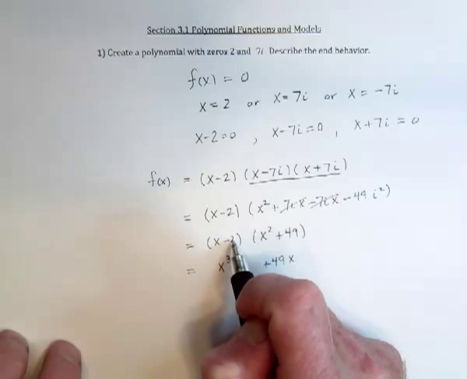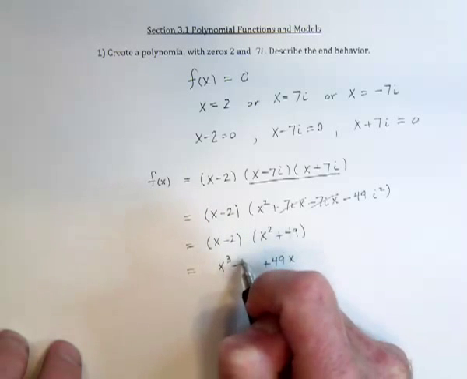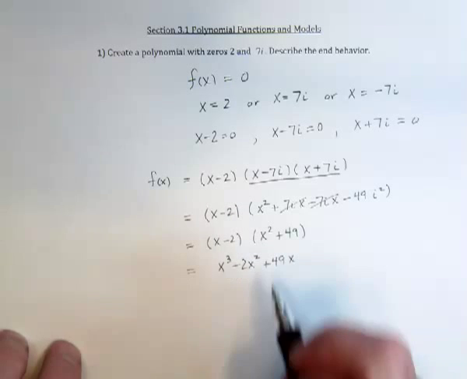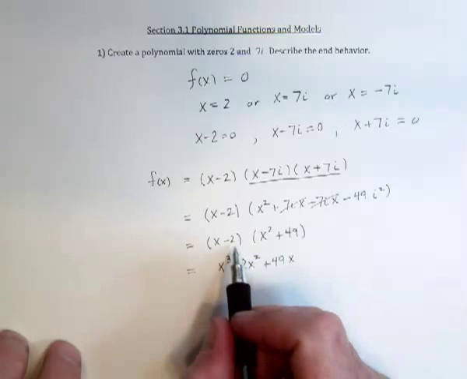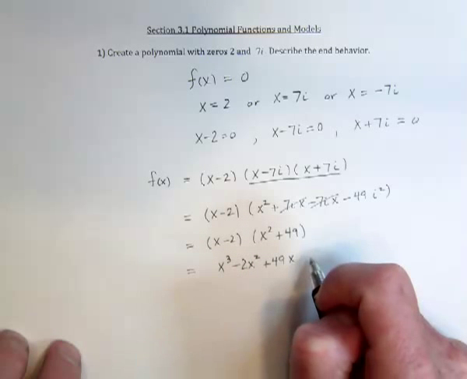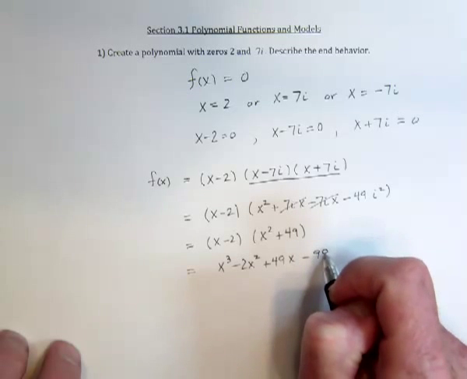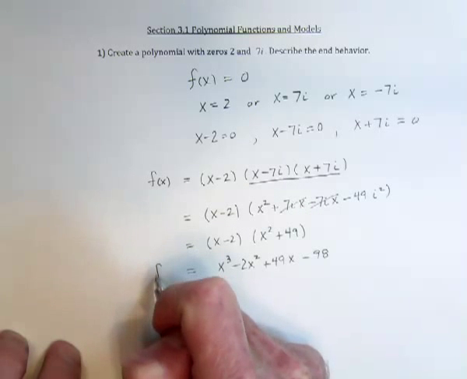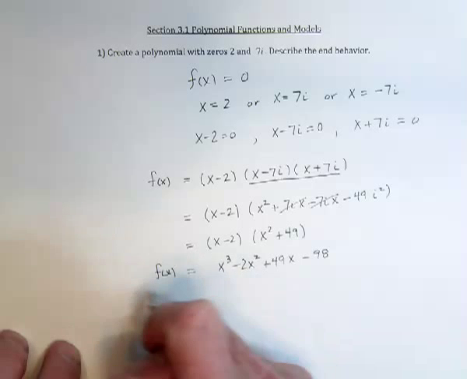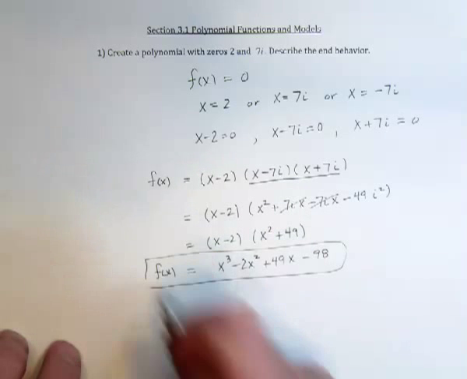Now multiply negative 2 with this x squared. And then finally a 2 times 49 is 98, and that one's going to be negative. And there is the polynomial.